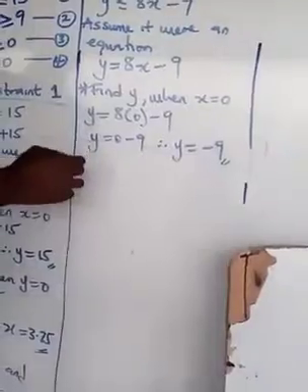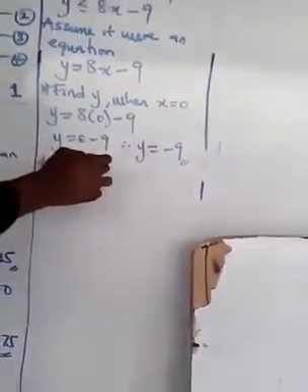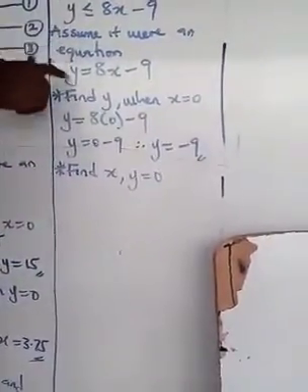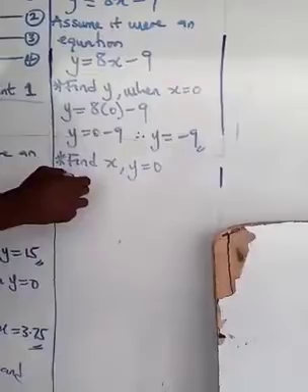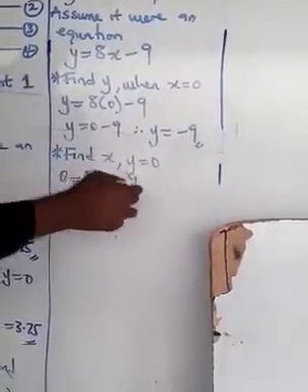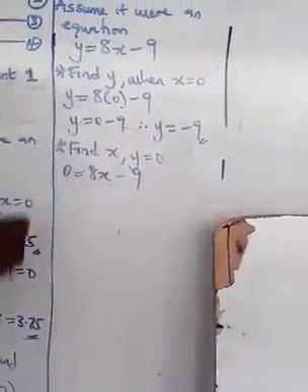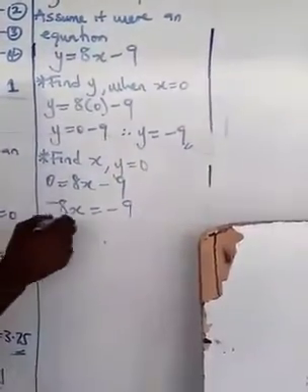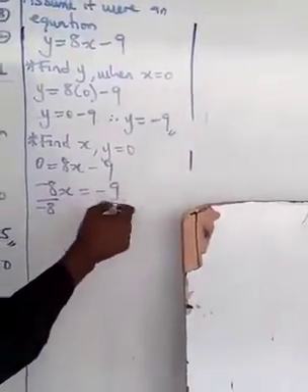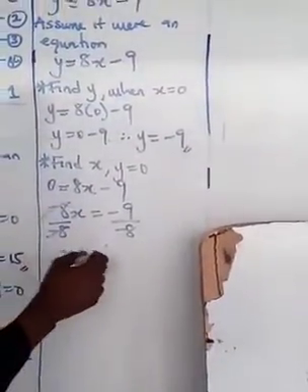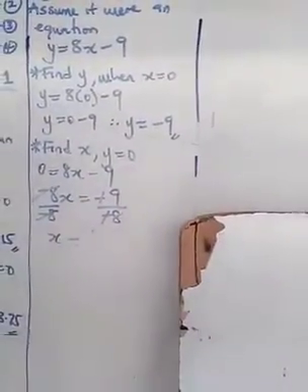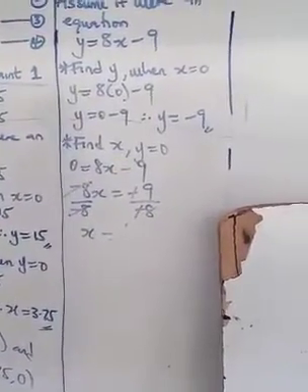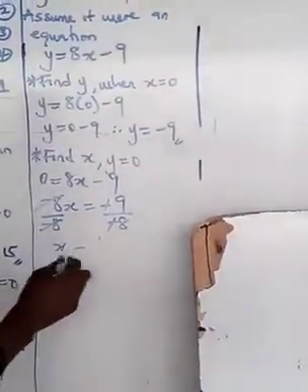So now let's find x when y is equals to 0. So it means anywhere we see y now, we put 0. So we have 0 equals to 8x minus 9. So if this 8x comes here, we have minus 8x is equals to minus 9. So we divide both sides by minus 8. So this cancels this. So what will 9 over 8 give us? 9 over 8 is 1.125.